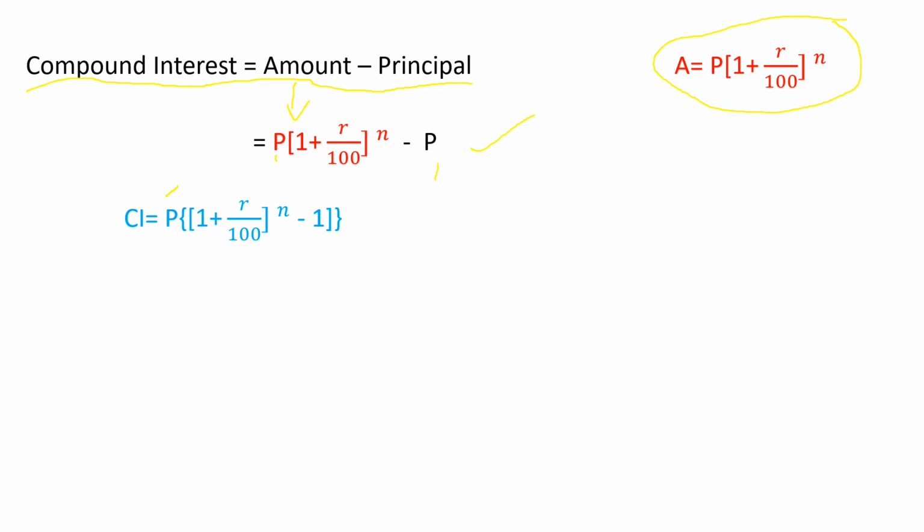Okay. For compound interest, the short form we will be writing is CI. P means principal, R means rate, N is the time interval. Okay, is it clear, children? Now let's see the next part.